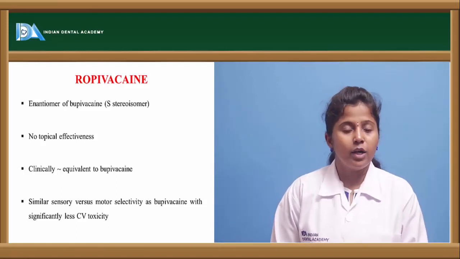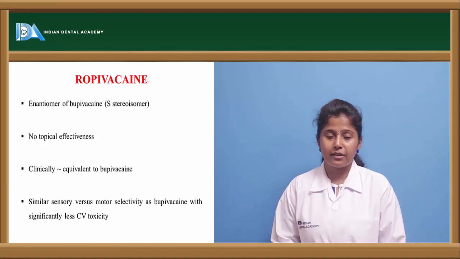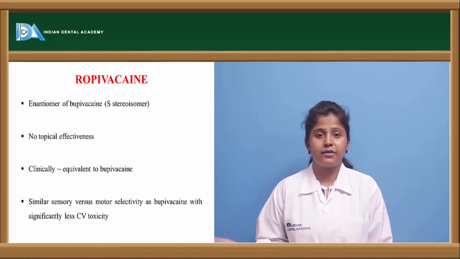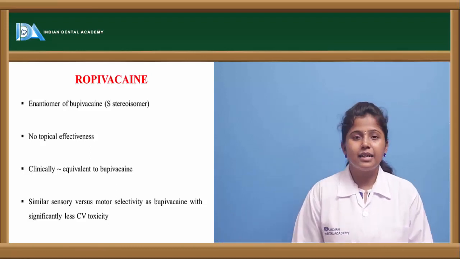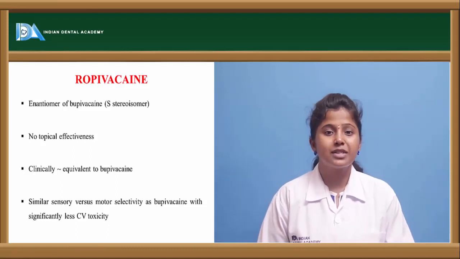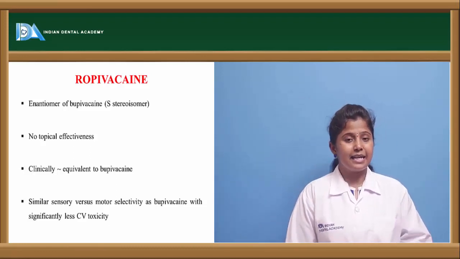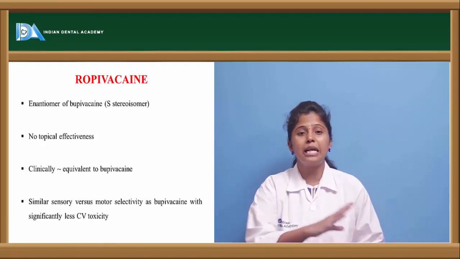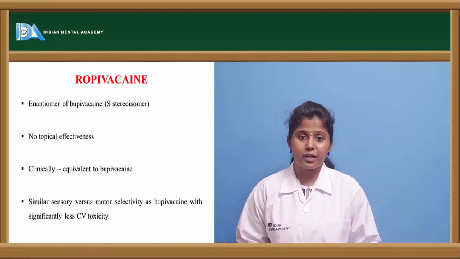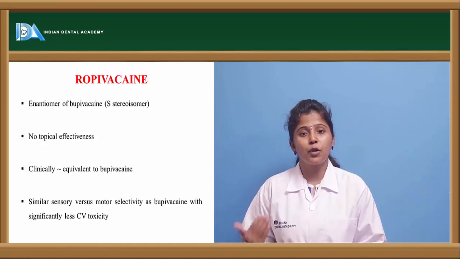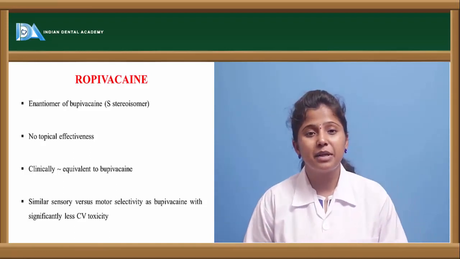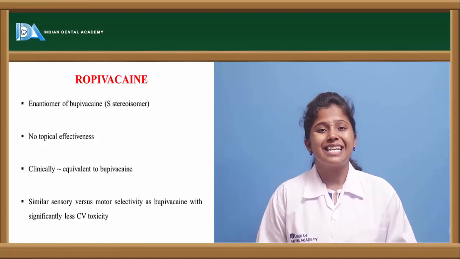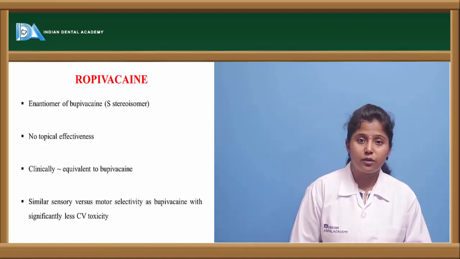This is also not topically effective, as bupivacaine is not that effective topically, so it is preferably given through the IV route. It is clinically equivalent to bupivacaine because, as it is the enantiomer, it has an equal action to that of bupivacaine. It is also as potent as bupivacaine, and it also has the similar characteristic feature of sensory and motor dissociation of the CNS.